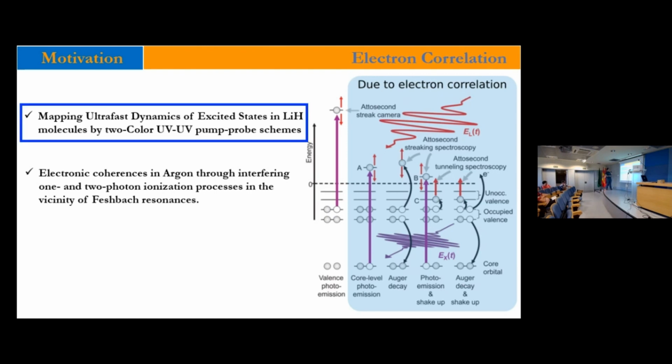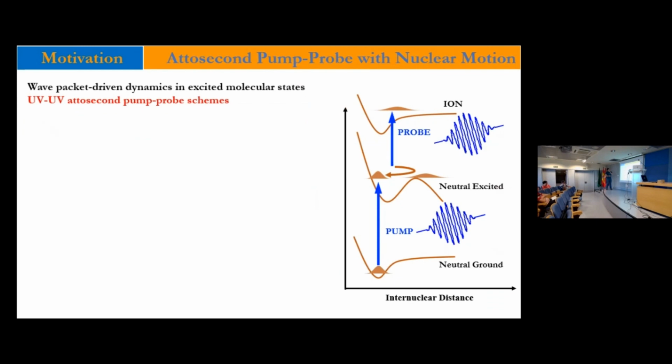Okay, so let's start with the molecule first. Your run-of-the-mill pump-probe experiment is pretty basic, but I think it's important to explain. You have the molecule in the neutral ground state, you come with a laser pulse as a pump, you excite the molecule to a neutral excited state, you let the wave packet propagate back and forth between the inner and outer turning points of the potential energy curve, and after some delay, you come with the probe and ionize the molecule.